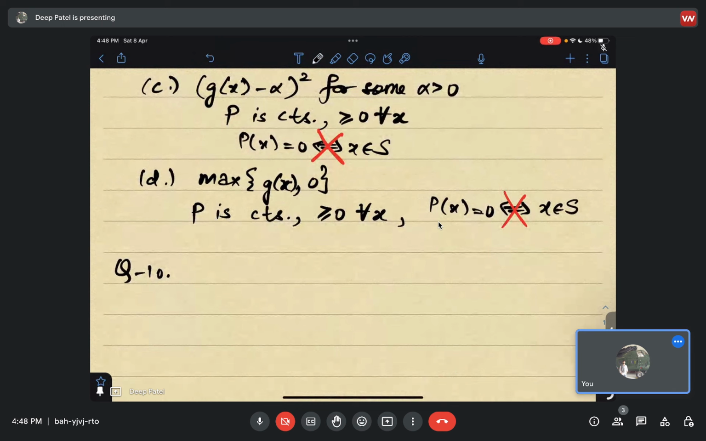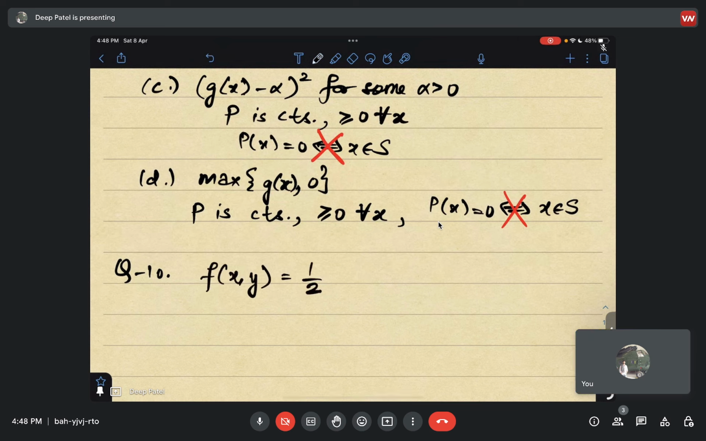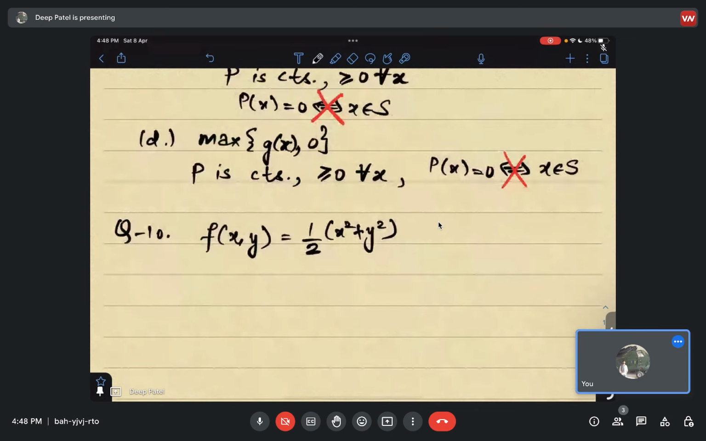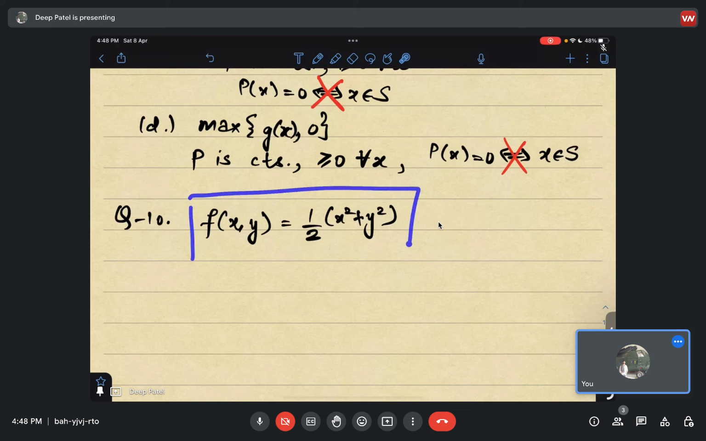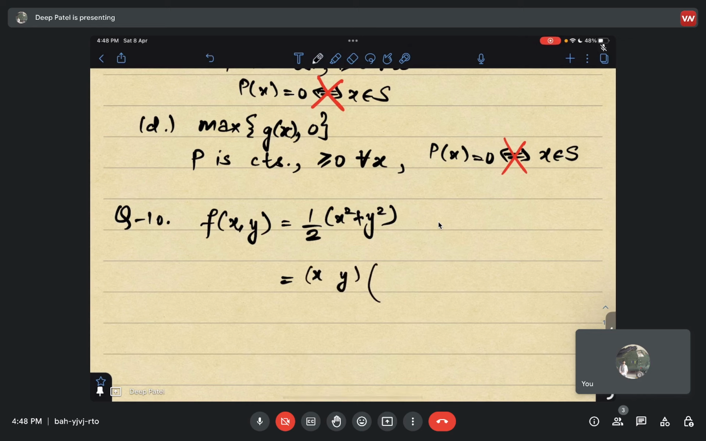Okay, so last 3 questions left. Let's look at again another quadratic function, but in 2 variables. By the way, if I want to write this in terms of a matrix vector product, how will I write this? You take Q as diagonally half.